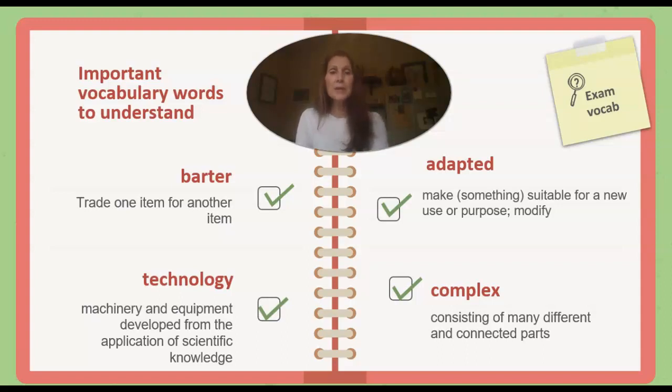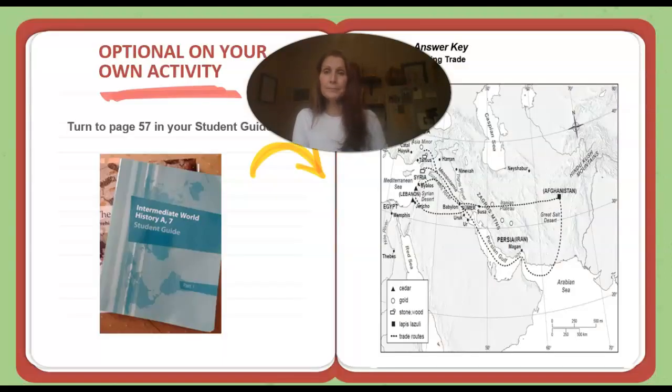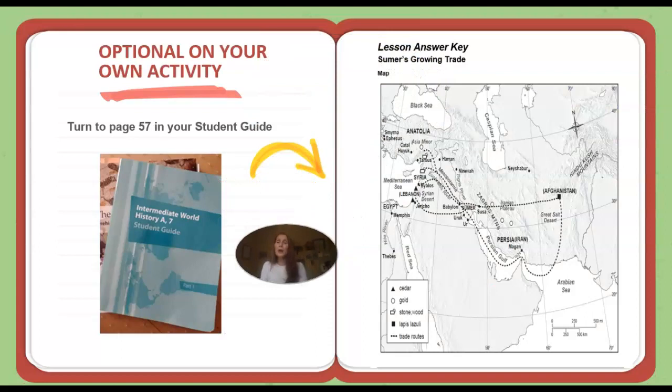Adapted means make something suitable for a new use or purpose, to modify. So if something is adapted, it's continually changed. Complex means consisting of many different and connected parts. And when we say a complex division of labor, there were many working parts that had to deal with that division of labor.